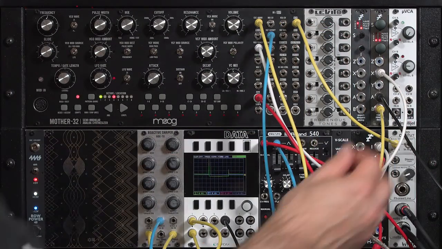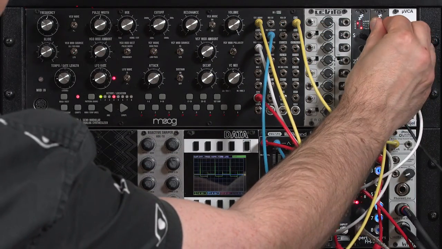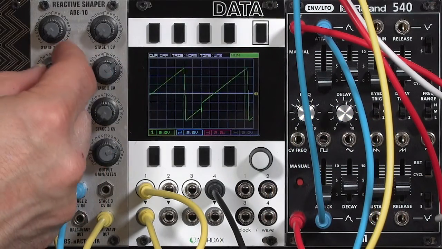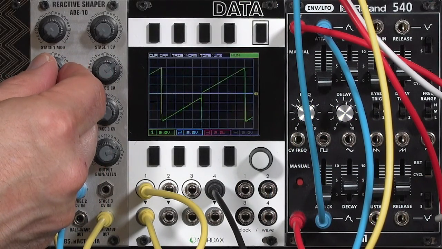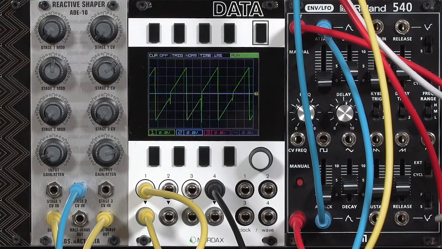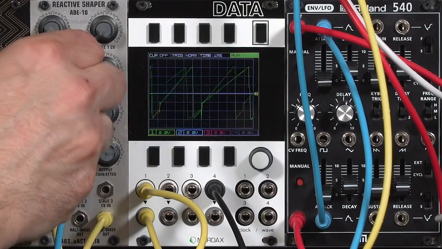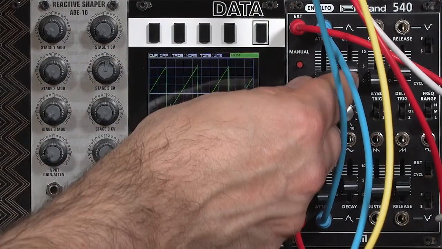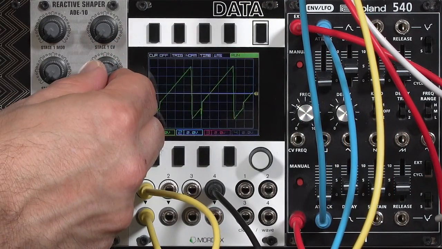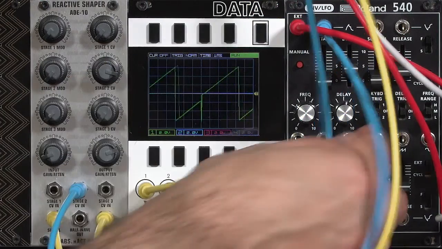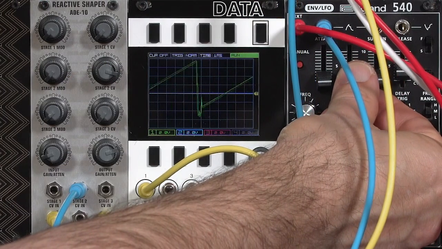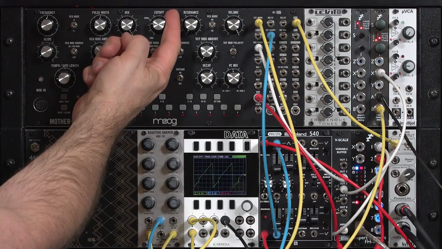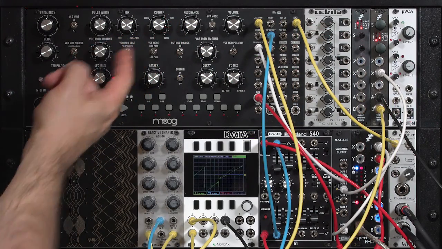But what does work well is the classic sawtooth wave. This is the unaffected saw. With some envelope. A little faster. Again, I have some filter going on here. I can open that up.